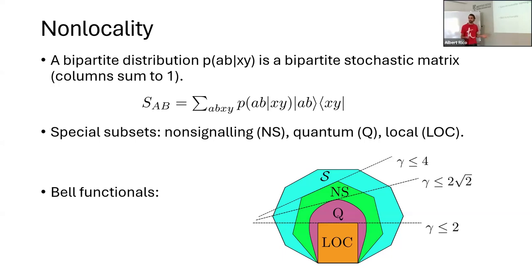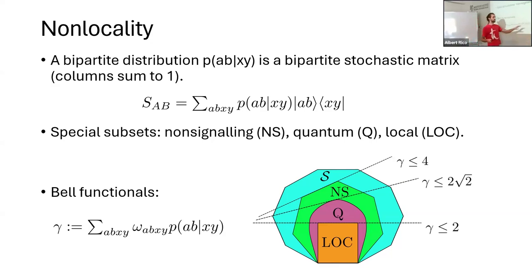I know most of you know these, or something like them. These functionals are basically coefficients on the probabilities that tell us something about the nonlocal structure of our distribution. If this value is larger than something, then we are outside of the local set. This is an example, the CHSH inequality.